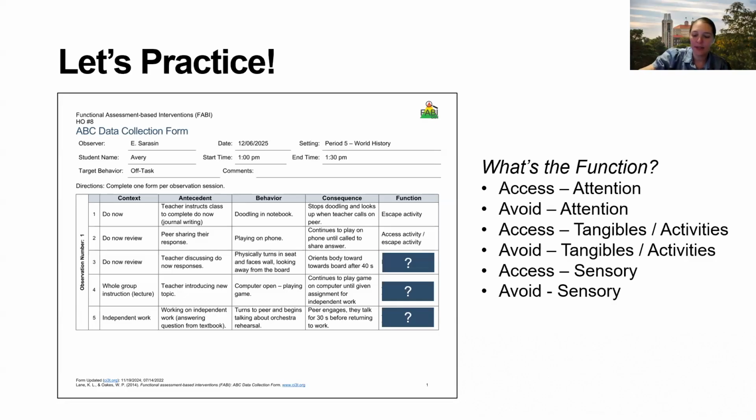Nice. Yep. I'm seeing lots of avoids. We'd agree. Escape that activity, avoid that activity. That's negative reinforcement. All right. Option 4. We're in whole group.